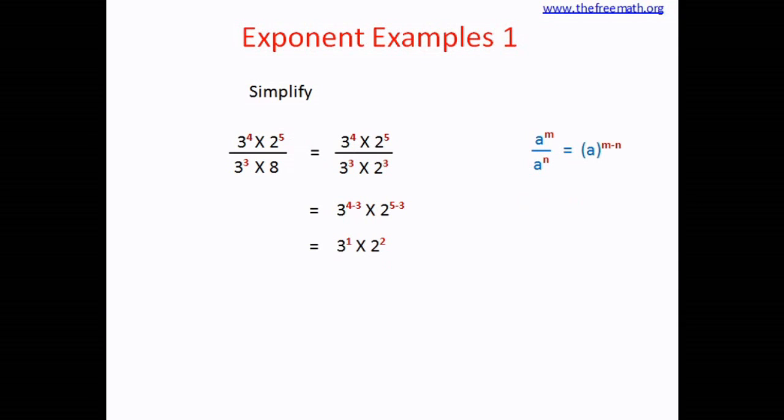That equals 3 to the power of 1 multiplied by 2 squared. 3 to the power of 1 means 3 and 2 squared equals 4. So we get 3 multiplied by 4, and 3 4s are 12. So our answer is 12. So the answer of this expression equals 12.